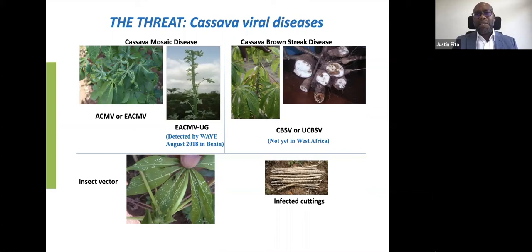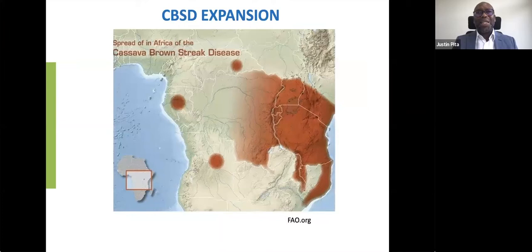CBSD, the one that is not yet in West Africa, is expanding, as you can see here from this FAO map. And here we have Nigeria, a country of more than 200 million inhabitants. If this disease gets here, it's going to be a food crisis, not only in Nigeria, but in the whole of West Africa. That's the reason why we want to be proactive by doing something to curb these diseases.